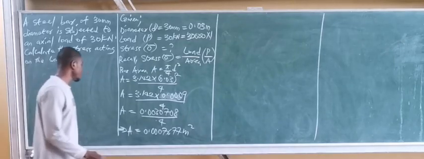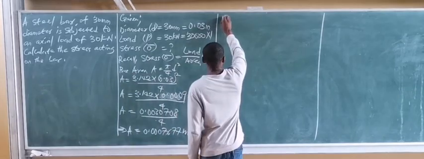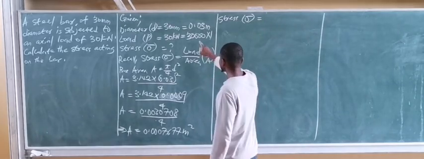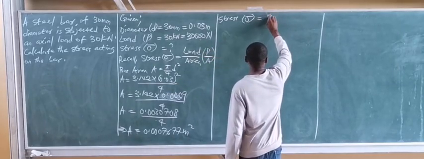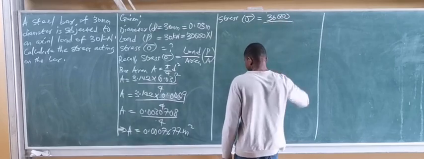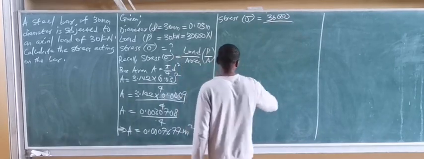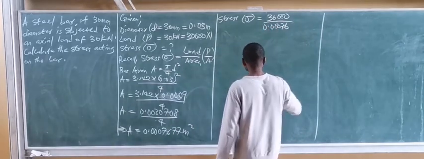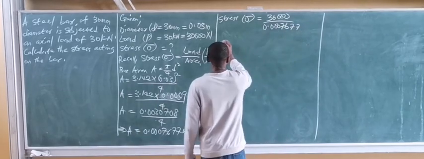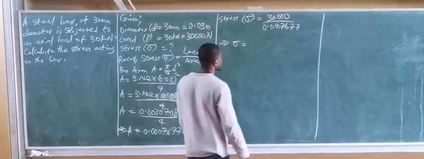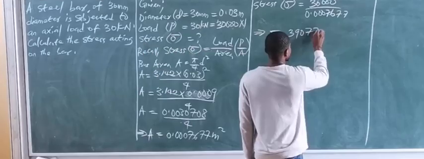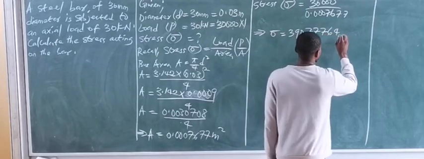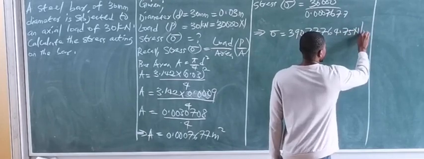Okay, so if you have this, then our stress is simply load, which is given as 30,000 newtons, divided by area. Area is 0.00076. So if we do that, we obtain the value for stress. What is stress? 30,000 divided by that gives 0.75 newtons per meter squared.